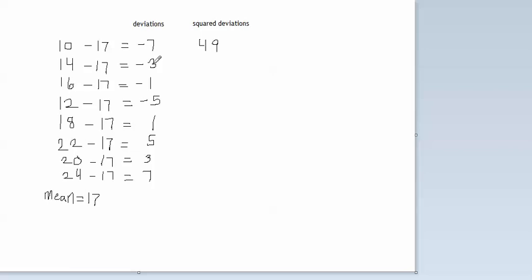-3 times -3 is 9. So -3 squared is 9. -1 times -1 is 1. What about -5 squared? Well, -5 times -5 comes out to the same answer as 5 times 5. It's just 25.